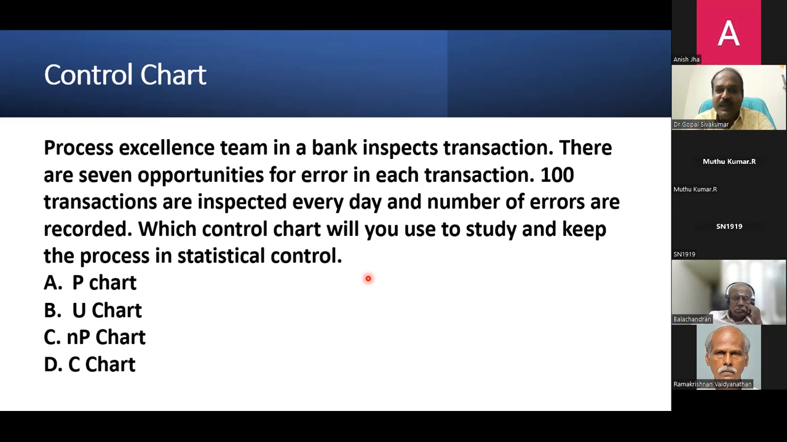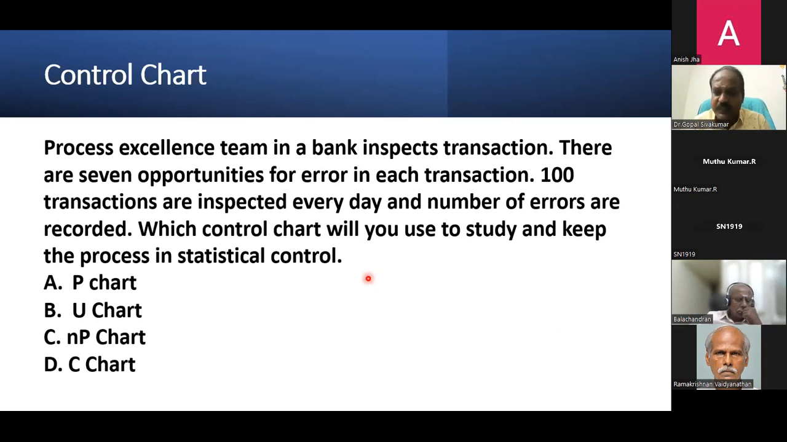Now let me tell you, what are you monitoring? Are you monitoring the defects or the percentage defective? What are you trying to monitor? This is defect. Because 100 transactions are inspected every day and the number of errors is recorded. Number of errors means number of defects. So you are not on the defective side. You are on the defect side.